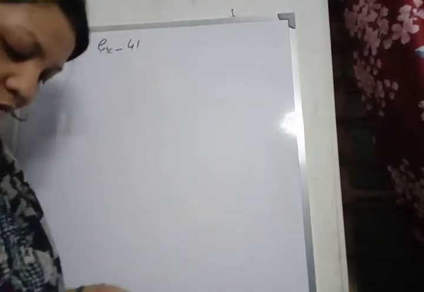We are going to do sums on proportion. Exercise 41. Subjective type question. Sum number 4. Find the fourth proportional to. There are 4 subparts. I'm going to do subpart B.